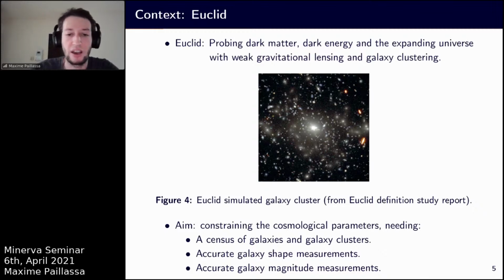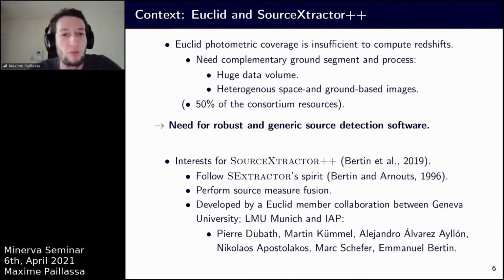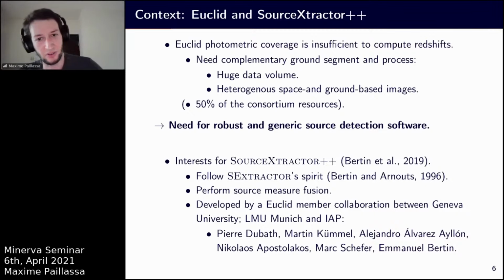And we also want galaxy magnitude measurements, and to have those measurements to compute redshift, the Euclid photometric coverage is insufficient. So there is a need for complementary ground-based data. And so in the scope of Euclid as well, we need to process a huge data volume with heterogeneous space-based and ground-based images. This ground-based segment is 50% of the consortium resources, so it is not negligible. And so to process all this data, we also need a robust and generic source detection software. And this PhD work is also of interest for Source Extractor++, which is the next version of SExtractor that is developed in C++.